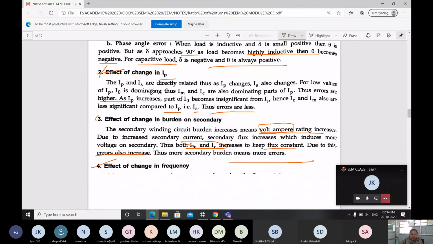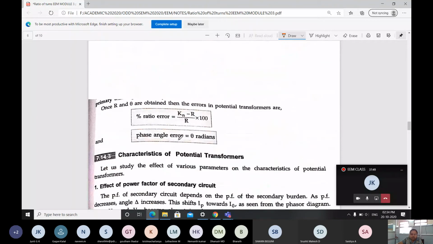Only 4 effects. Okay. Then, the errors occurring in potential transformers: the percentage ratio error is given as (Kn minus R) divided by R, times 100, and the phase angle error is taken as theta in radians. It doesn't have any derivation, just remember the equation.